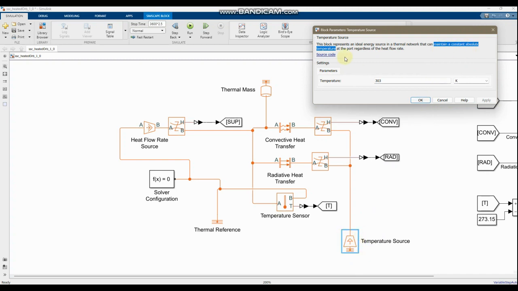What I have highlighted is its objective, that is to maintain a temperature, and based on how it's connected, based on how we have arranged our network, will determine whether it actually acts as providing energy or sinking energy. Right.